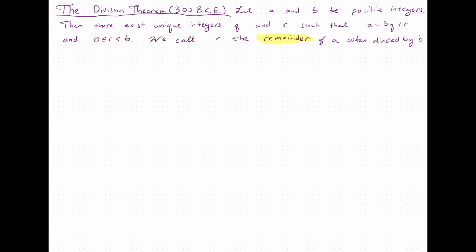So for example, if we were to take 4 divides 13, and here I'm using the method in the United States, this varies from country to country.